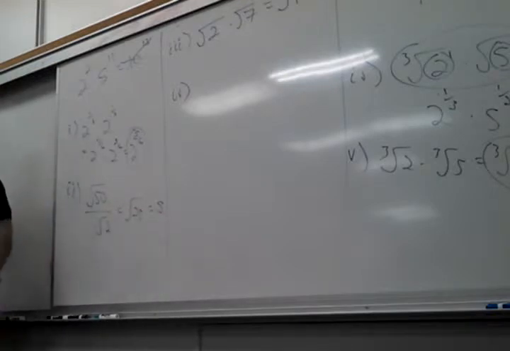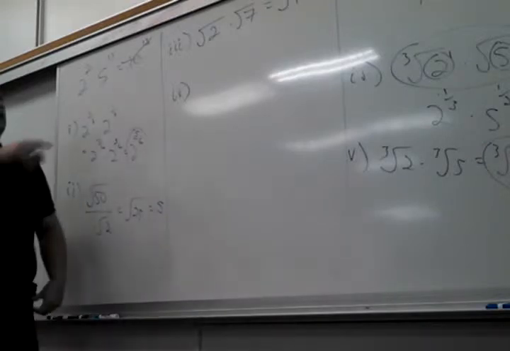Yes, sir? On that one, if it was the cube root of 50 and the cube root of 2, then would it be the cube root of 25, which can't go any further? Right. Good. I like it. But you can still at least do that first step.